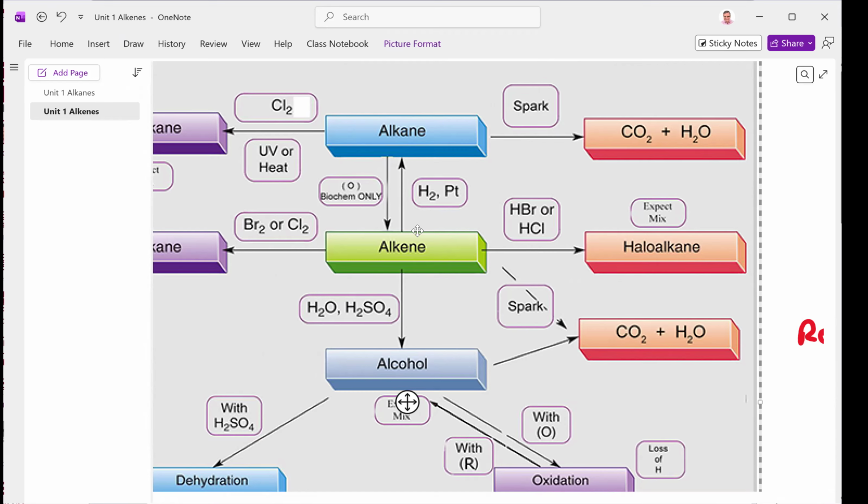So use the arrows to your advantage. The arrowhead is the product, the tail are reactants. So if you're going to make something, find where it's attached to the arrowhead. If we want to make an alcohol, how do we make an alcohol? Well, we find where the arrow tail is. The tail is attached to the alkene. So that means we can make an alcohol from an alkene.